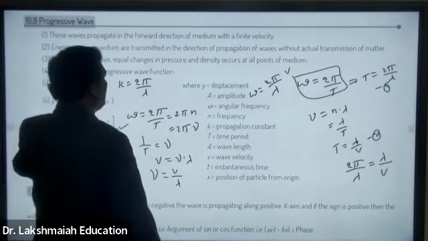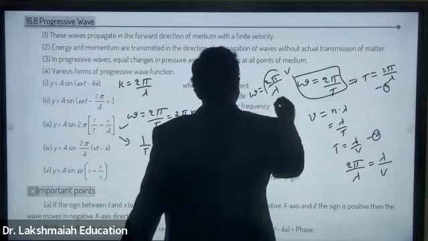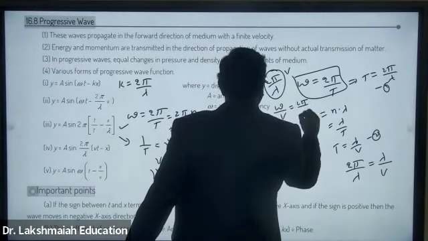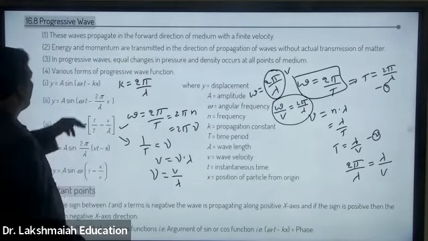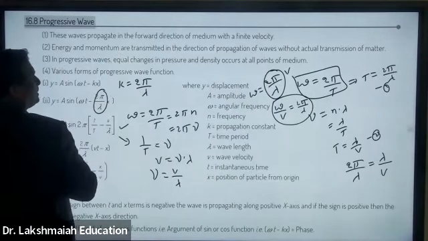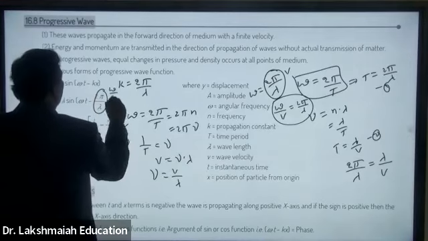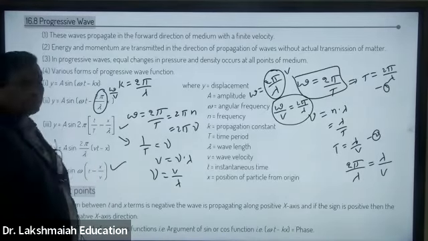Instead of this 2 pi by lambda, you write omega by V is equal to 2 pi by lambda. So that is substituted here. Instead of 2 pi by lambda, what you have to write? That is omega by V. Omega you take as common, so T minus x by V. That is the answer. Any doubt?